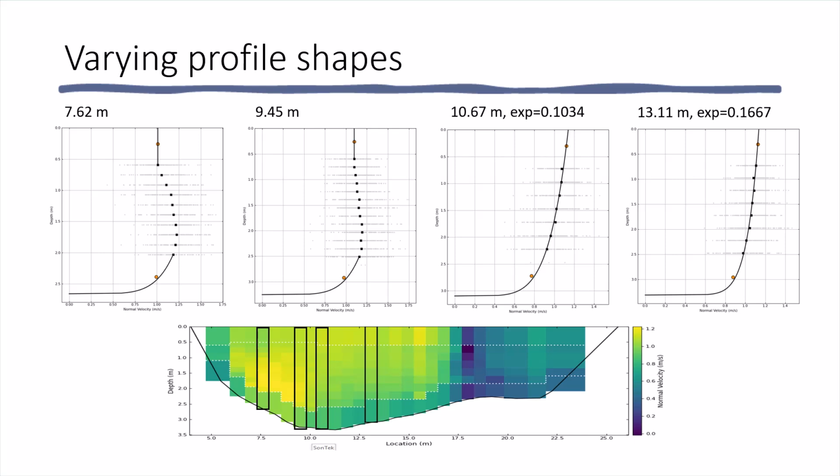It has been interesting to see how much the profiles vary across the cross-section. In this example, we see that the profile near the left bank deviates from the typical power curve the most, and then towards the center of the channel, the profile approaches the standard power curve with a 1/6 exponent. This is what we would expect.